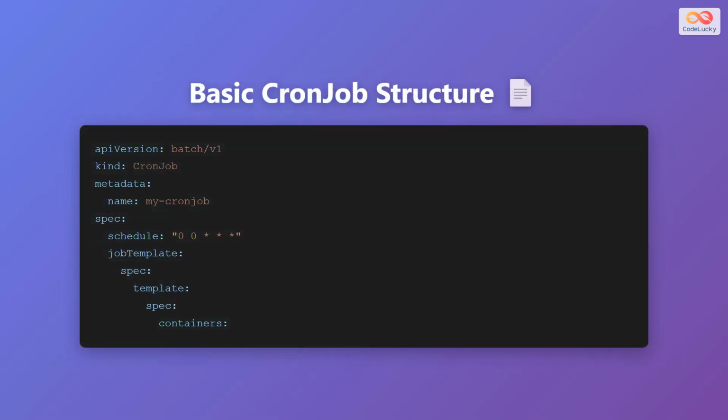Every CronJob manifest starts with the basic Kubernetes structure. You specify the API version as batch/v1 and set the kind to CronJob. In the metadata section, you give your CronJob a name. The spec section contains the schedule field where you define your cron expression. The job template section defines what job will be created each time the schedule triggers. This template follows the same structure as a regular Kubernetes Job specification, containing a pod template that describes the containers to run.